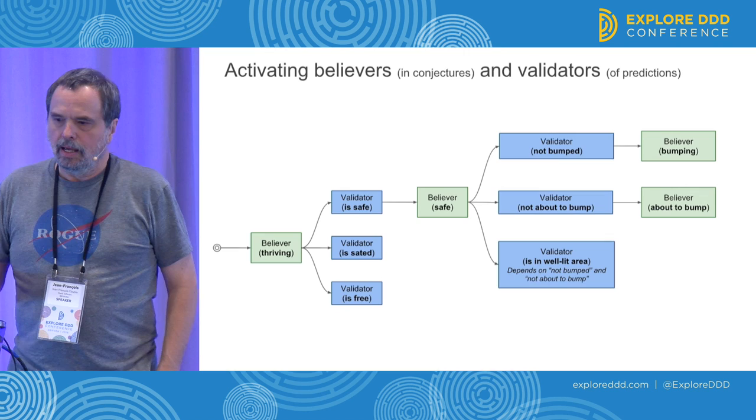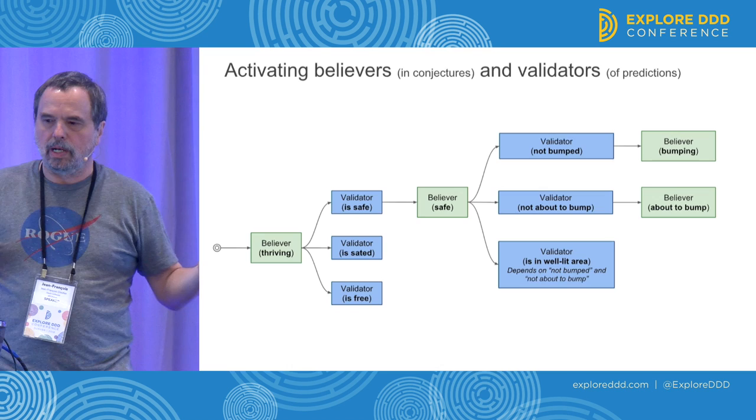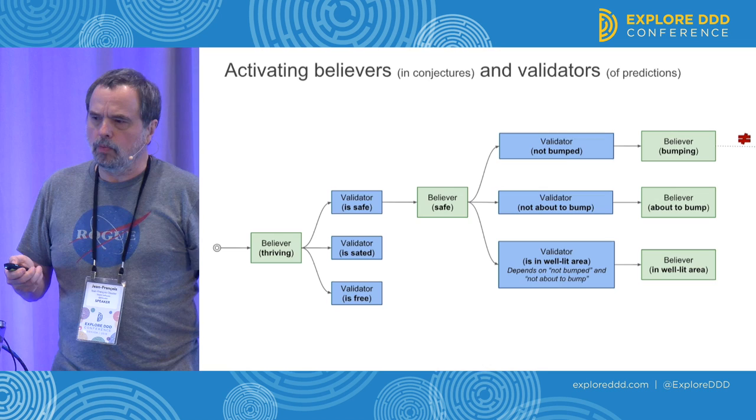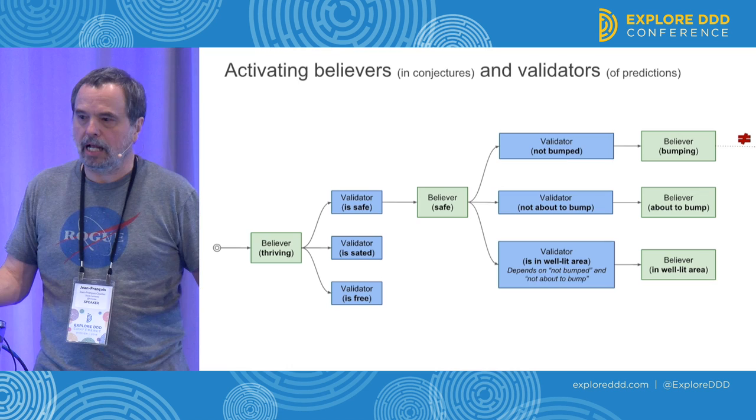Now, let's remember that the validator for "in a well-lit area" has a prediction, "I'm in a well-lit area," that only matters if we've proven that we have not bumped and are not about to bump. Just keep that in mind. And that has its own believer. Now, let's assume that we just verified that we're not bumping, right? That actually we're bumping. We are bumping into something.